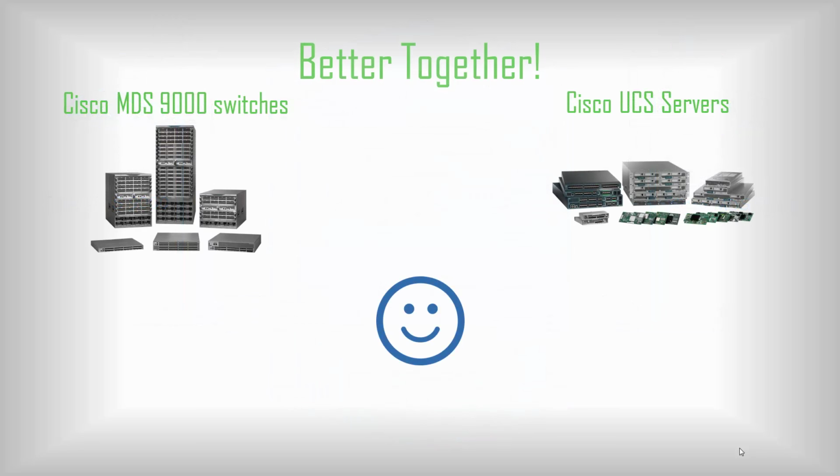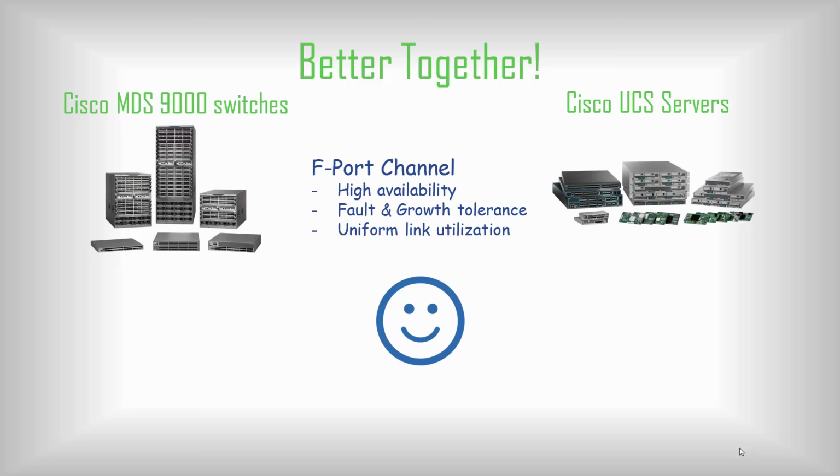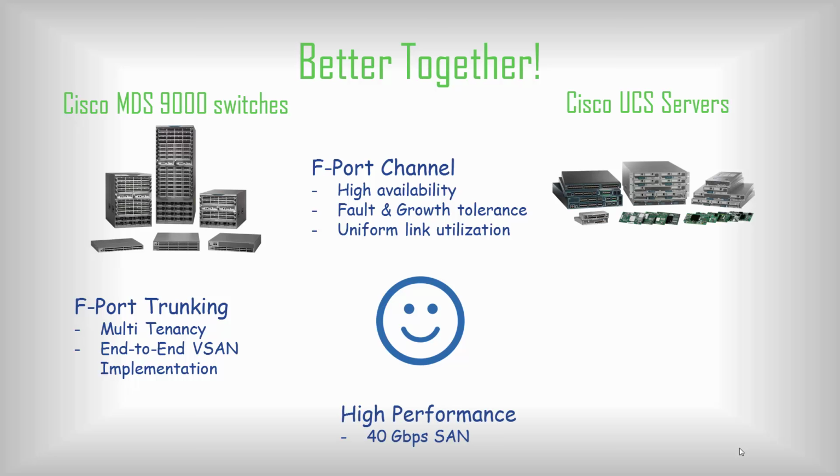To summarize, you can run Cisco MDS switches with non-Cisco servers or Cisco UCS servers with non-Cisco SAN switches, but you're going to miss out on the benefits of F-port channel: high availability, fault tolerance, growth tolerance, and better link utilization. You're going to miss out on the benefit of end-to-end vSAN implementation using F-port trunking. You're going to miss out on the high performance of 40 gigabit connectivity, and you're going to miss out on the benefit of common NX-OS and DCNM.